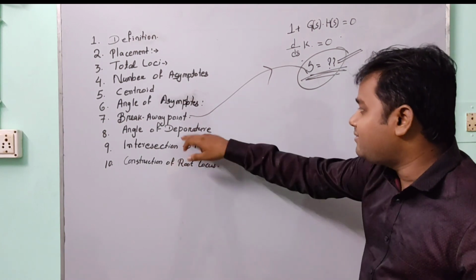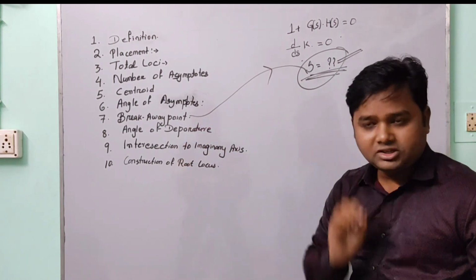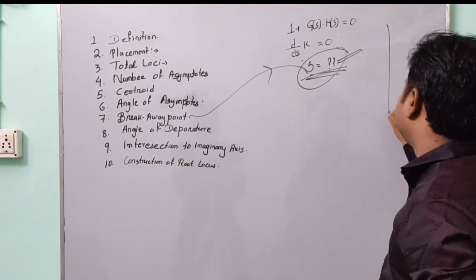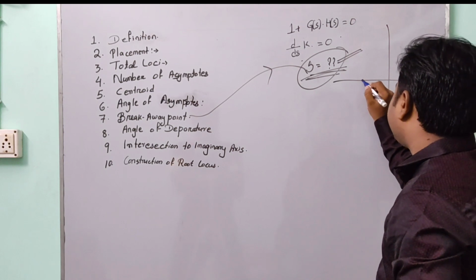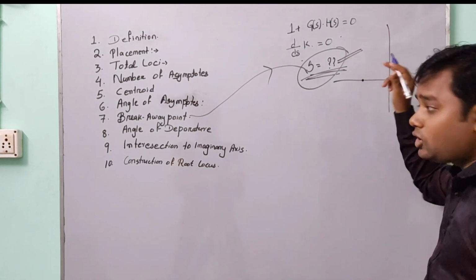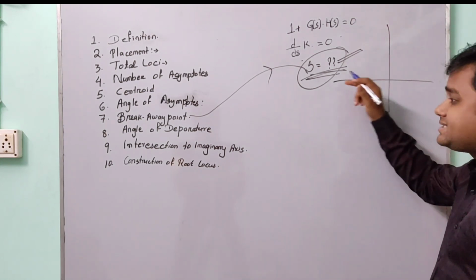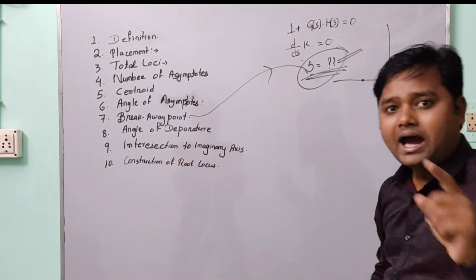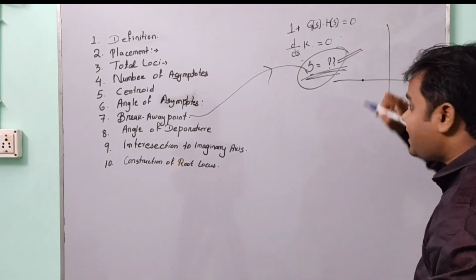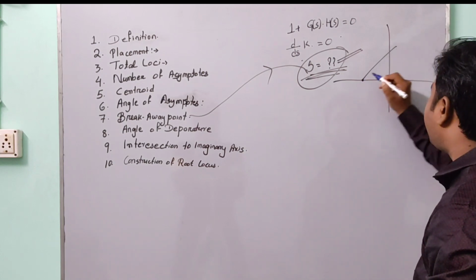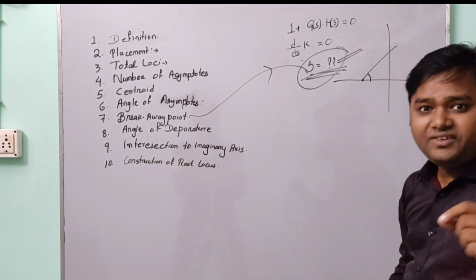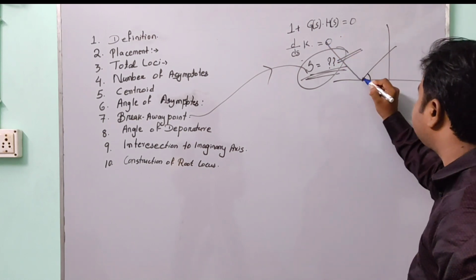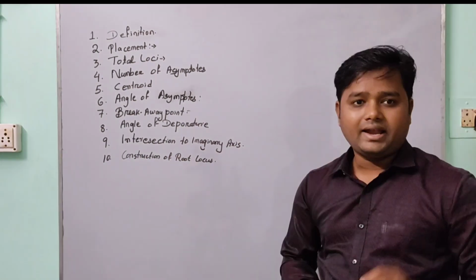Next we will go for the angle of departure. The angle of departure means, at the point of breakaway, suppose this is a point of breakaway, at what angle the asymptotes intersect at this point? Suppose the angles are 60 degrees and 120 degrees. That means one asymptote will intersect at 60 degrees, and if it is 120 degrees, the other asymptote will intersect this point at 120 degrees.